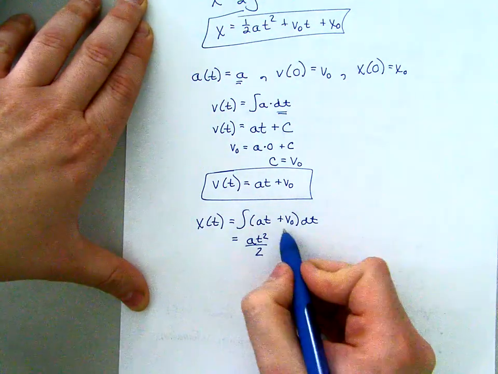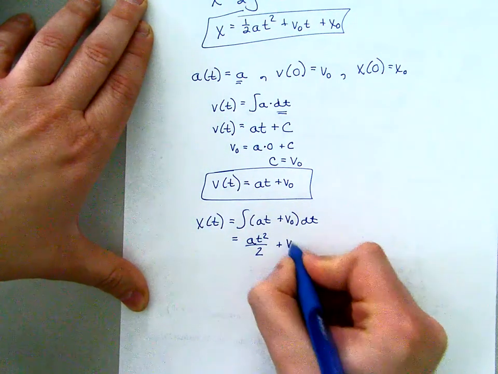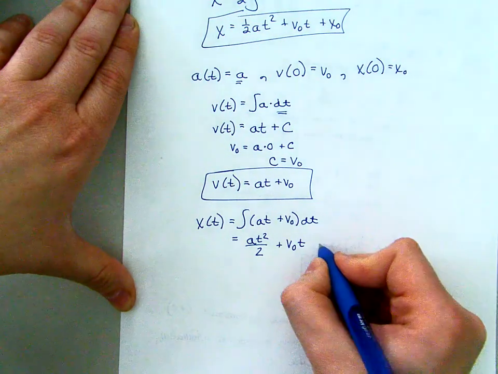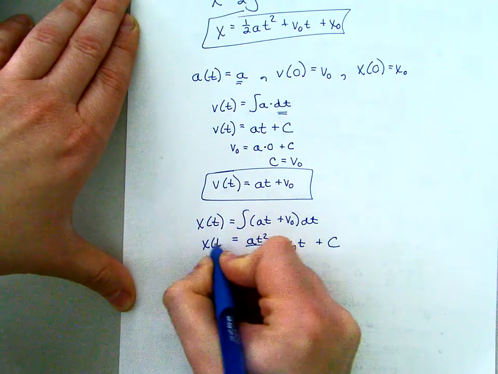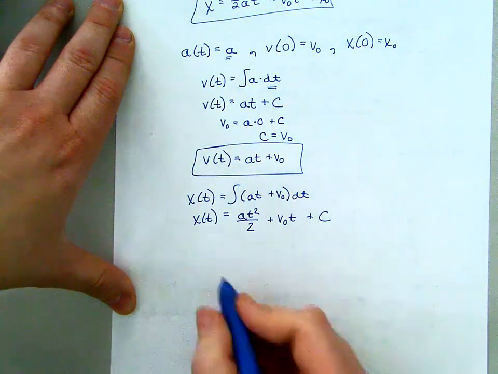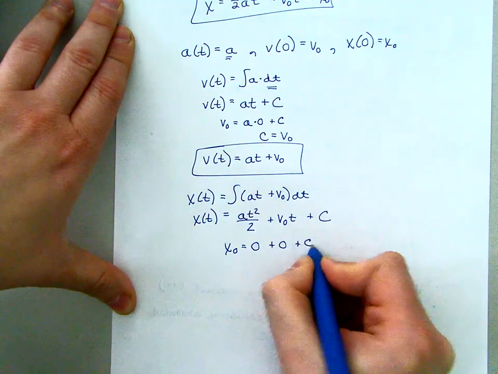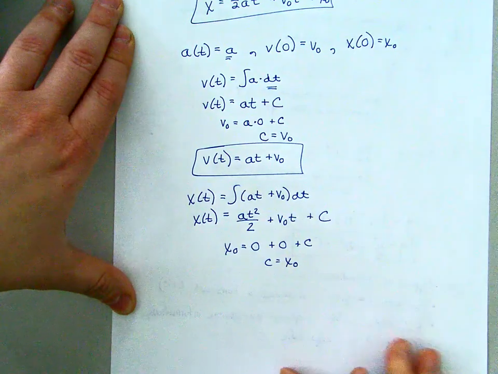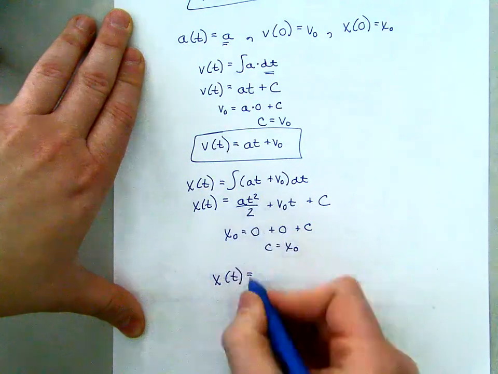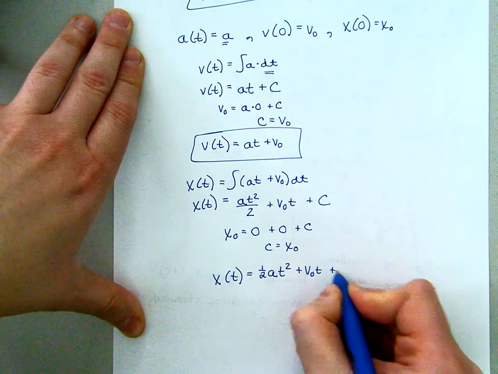I'll rewrite that in a moment if we want. If we integrate V sub 0, which is a constant, V0t, constant times my variable. Anything missing? Plus constant, plus C. Here's my position function. If we plug 0 into this thing for our time, it should equal x sub 0. 0 plus 0 plus C, our constant x sub 0. And because you're not used to at squared over 2, I might as well write it as 1/2 at squared. It's the same thing. Plus V0t plus x0.